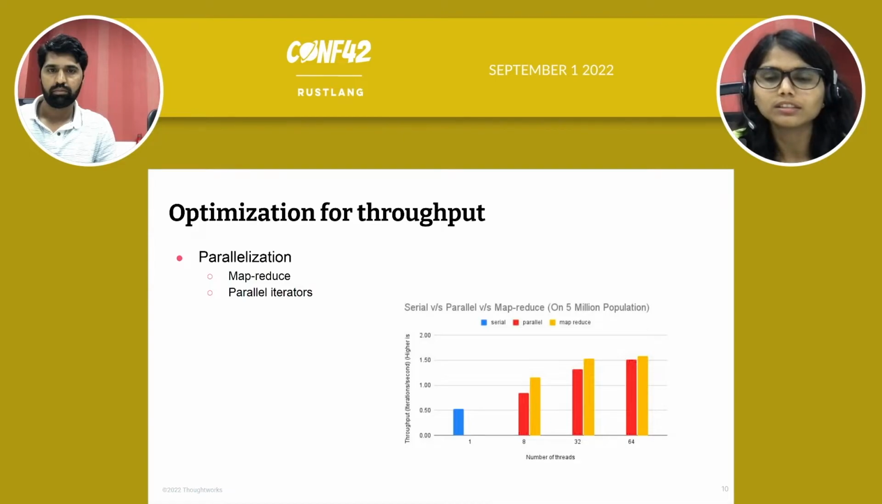And as you can see in this graph, we are doing against the 5 million population using the MapReduce or parallel method. If you see the first, where we have throughput of 0.5 for the serial implementation, that increases to double with MapReduce and almost the same using parallel. But if we go ahead, the parallel and MapReduce perform the same with a higher number of cores, that is 64.